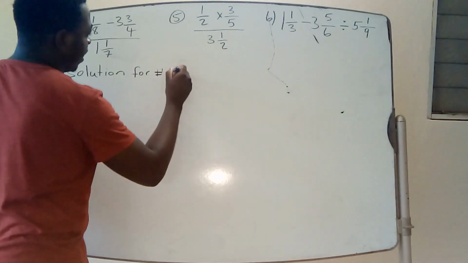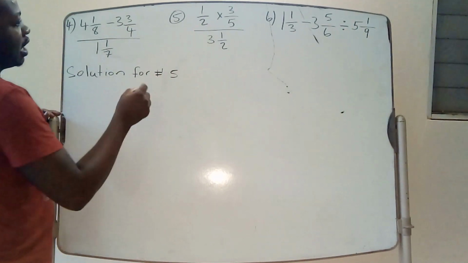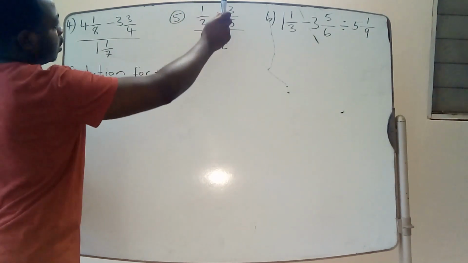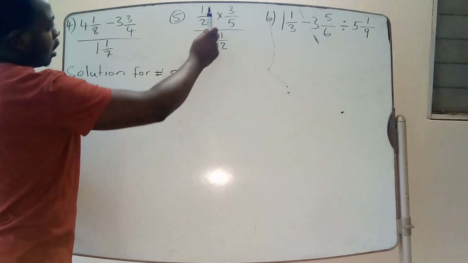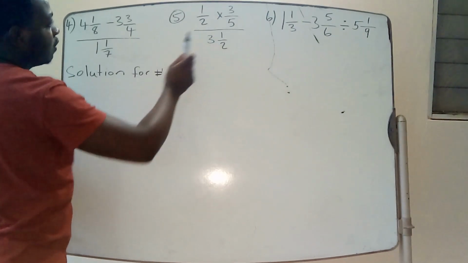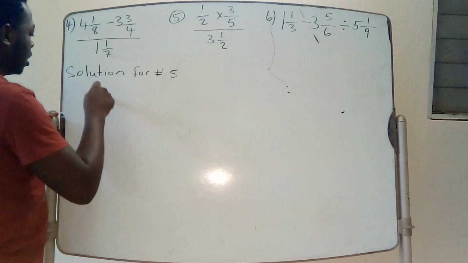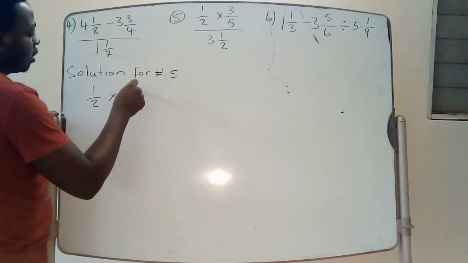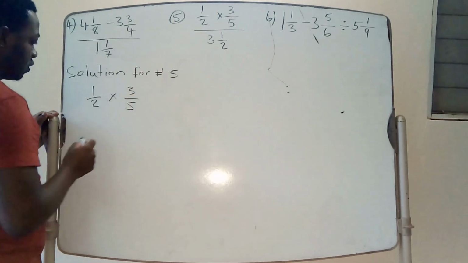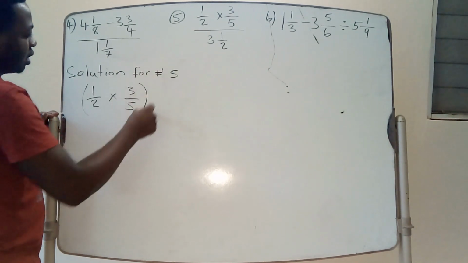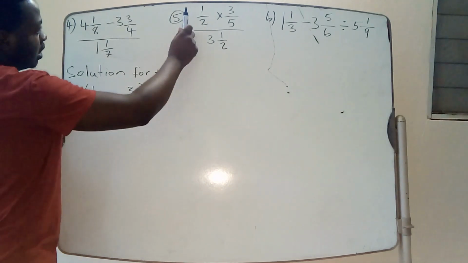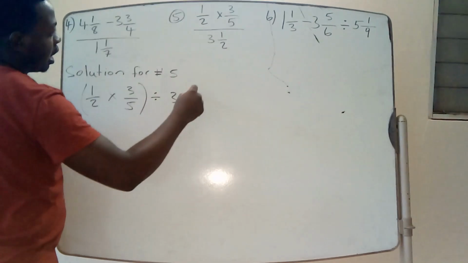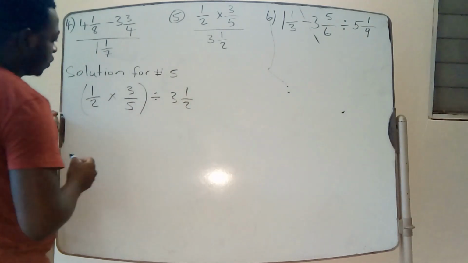So now to number 5. Number 5, what we have is 1 and 1/2 times 3/5, all divided by 3 and 1/2. So I'm going to rewrite my question. So I'm going to have 1 and 1/2 multiplied by 3/5, right? All of that in a bracket because it's a numerator. Put this division sign at the side, so it's going to be divided by 3 and 1/2, right?